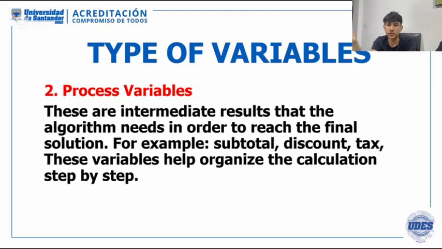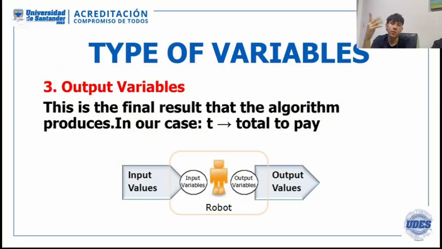Now we're going to talk about the process variables. The process variables are intermediate results that the algorithm needs in order to reach the final solution, the final result, what we want to do with our algorithm. For example, the subtotal, the discount, and the tax. These are variables that help organize the calculation step by step. The last one, and the most important we're going to talk about today, is the output variable. This is the final result that the algorithm produces. In our case, it is the total to pay.